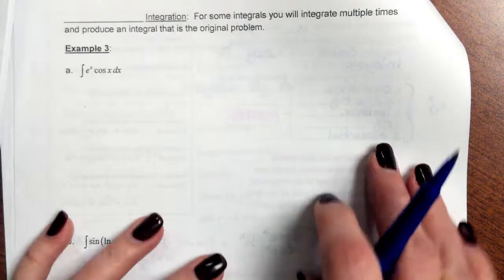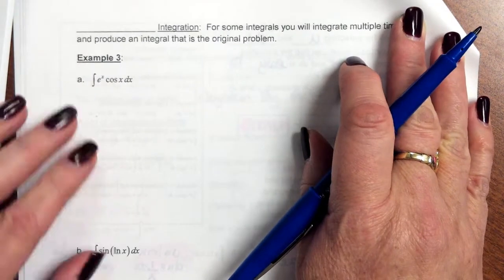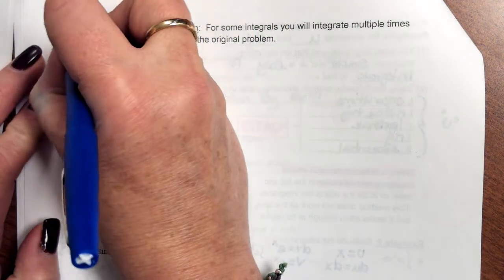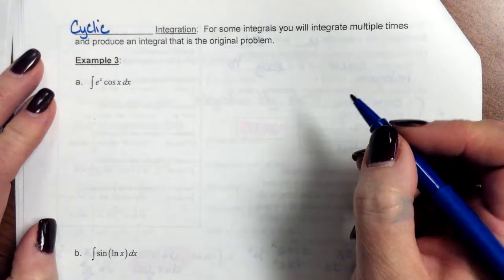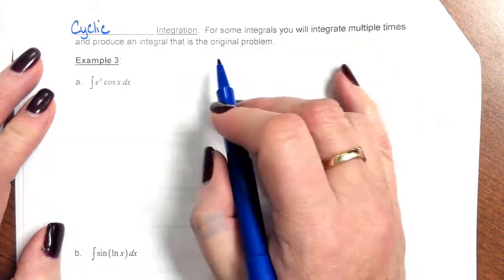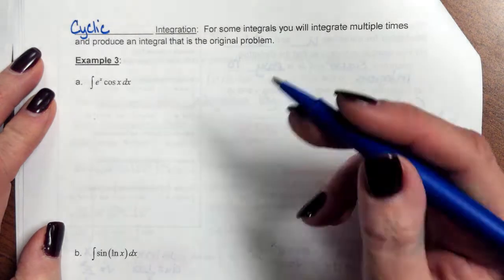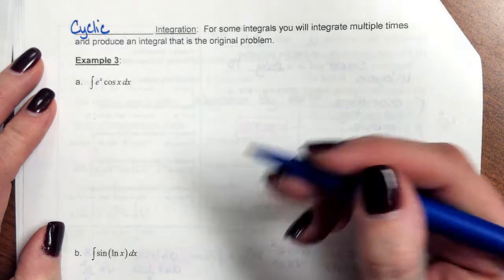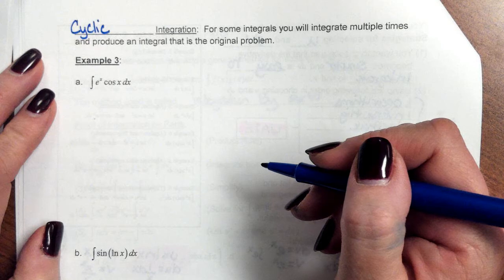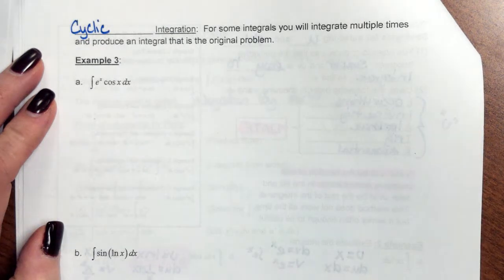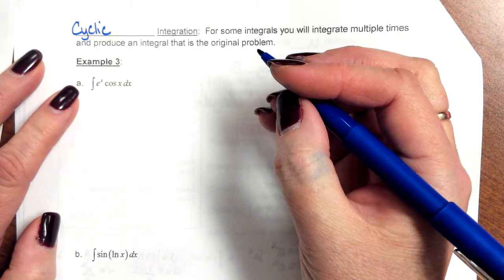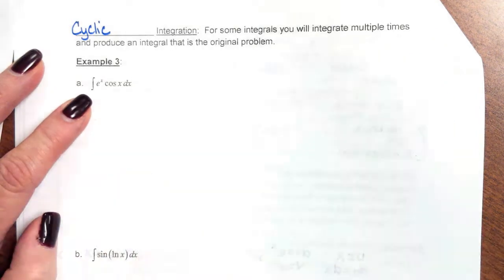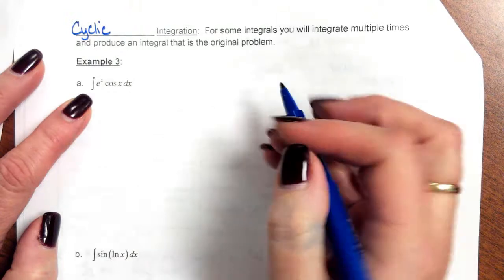So there are some problems where you get stuck in this endless loop, and we call this a cyclic integration. A cyclic integration occurs when you integrate multiple times, and eventually you get back to having an integral which is exactly the same original problem you're asked to integrate. This happens a lot, especially when you're dealing with exponential functions and trig functions, or logs sometimes with exponentials. But let's take a look at A.